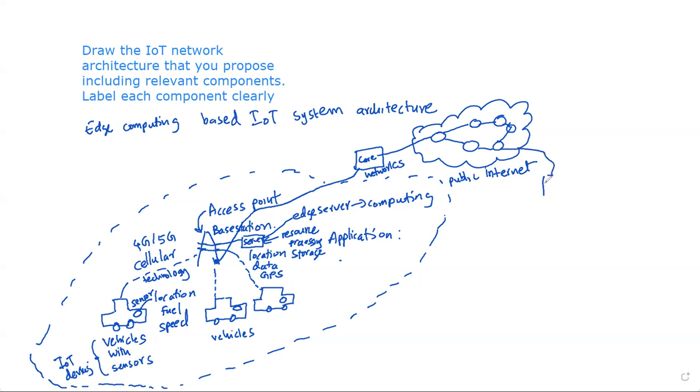So if you have fog computing, you will have the server here in an intermediate location between the cloud server and the access point. We will take the cloud server to be in a remote location, and the cloud server will be here. The fog server will be in an intermediate location between the cloud server and the edge server.